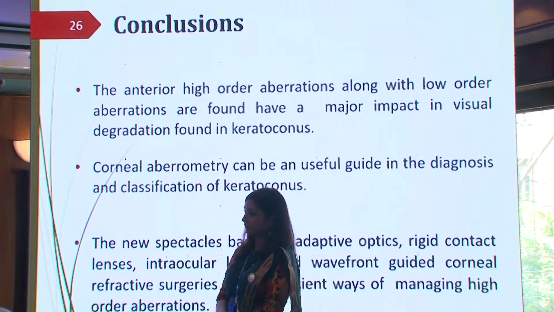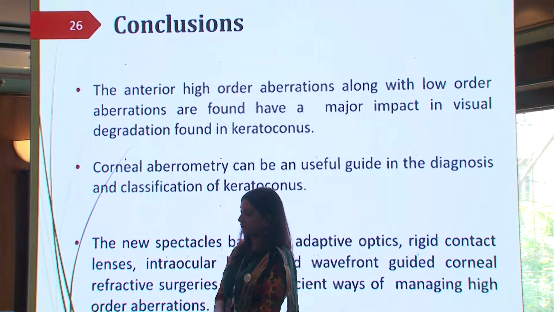The anterior high order aberrations along with low order aberrations were found to have major impact on visual degradation found in keratoconus. Corneal aberrometry along with corneal topography, classical corneal topography indices can be useful in the diagnosis and classification of keratoconus. The new spectacles based on adaptive optics, rigid contact lenses, intraocular lenses, and wavefront guided corneal refractive surgeries can be efficient ways in managing high order aberrations.